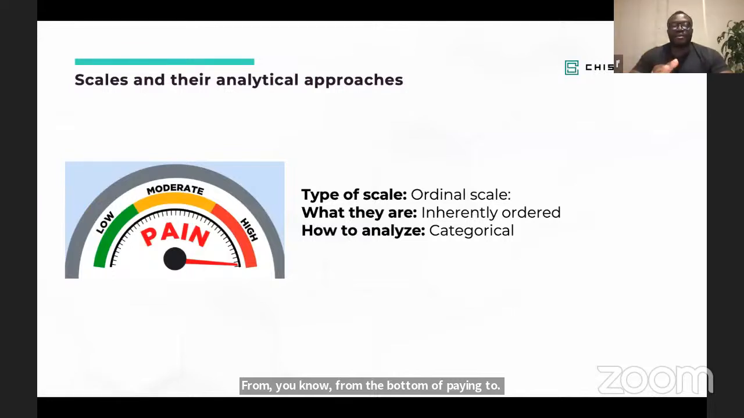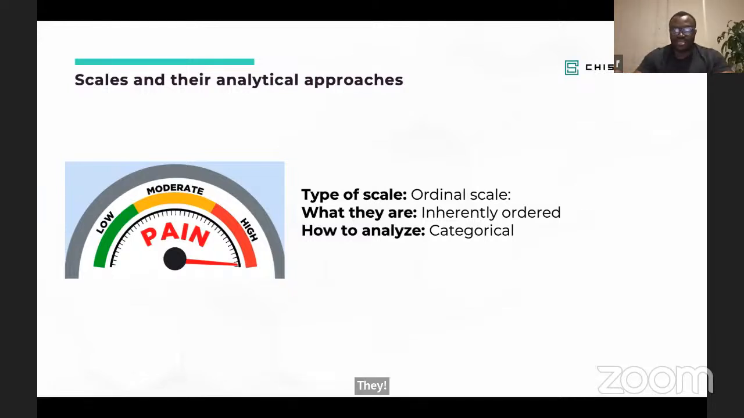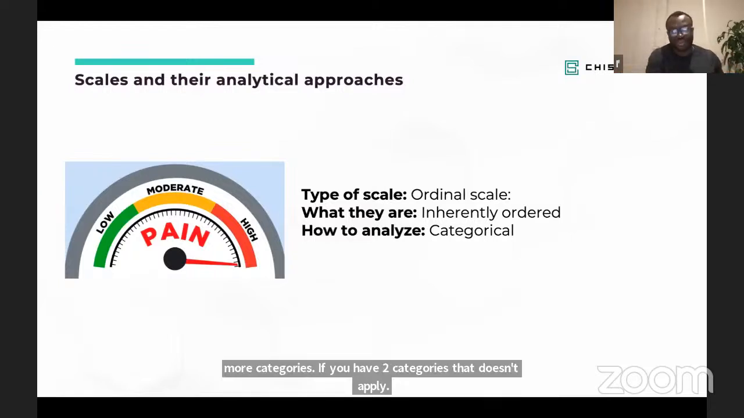And again, this one will only have 3 categories: low, moderate, and high. But we can also see that there's inherent ordering. So the point we're trying to make is that the concept of ordinal or ordering is agnostic of the number of categories. You can have it as long as you have at least 3 or more categories. If you have 2 categories, that doesn't apply. With 2 categories, there's no ordinal there. You need to have at least 3 categories.